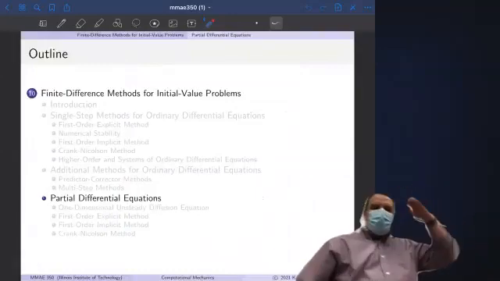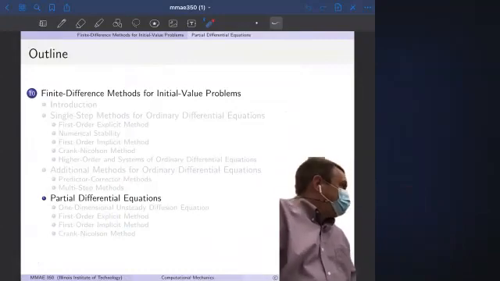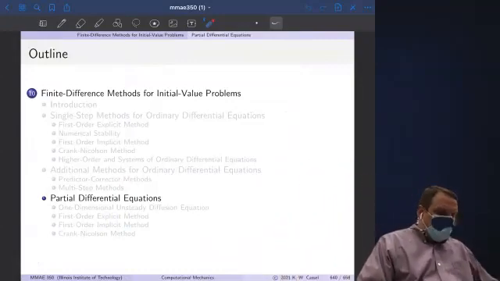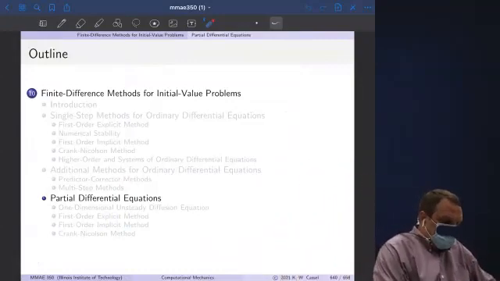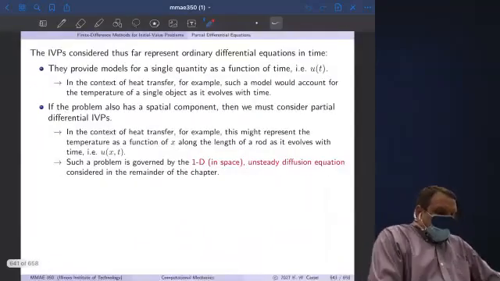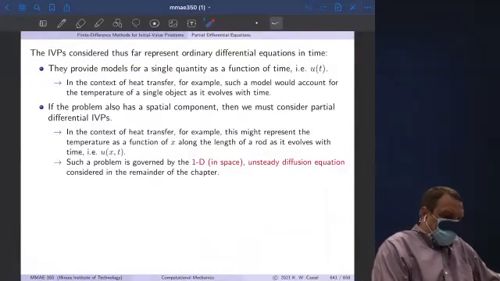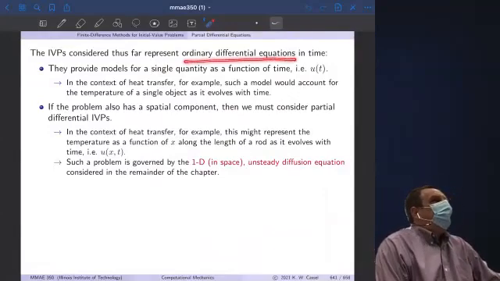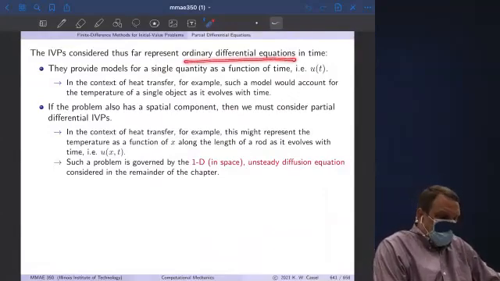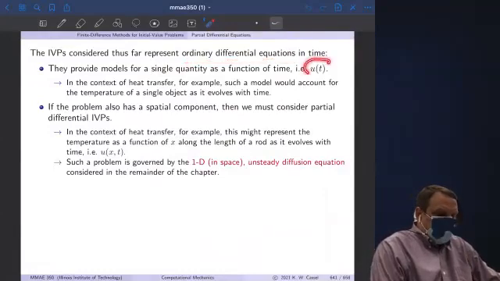All right, so for the rest of our time today, we're going to focus on PDEs and show how we can extend these single-step methods to PDEs. So let's come back and review where we were with our ODEs. For ODEs, the only independent variable is time. So our dependent variable U is just a function of time.